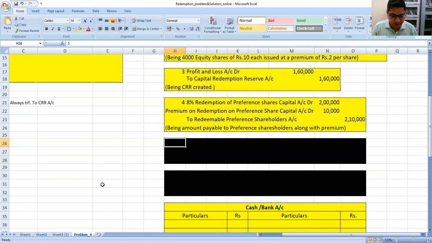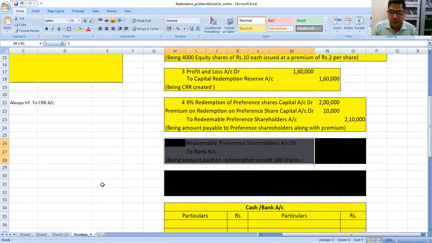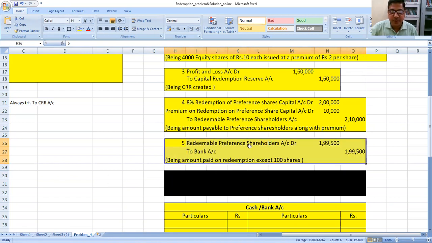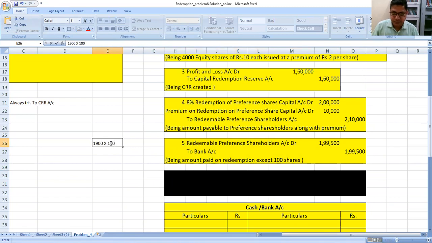We have to write the entry about the amount we paid to the preference shareholders. So we will write the entry: redeemable preference shareholders account debit to bank account. Here 1,900 into 100, the total amount will be 1,90,000, along with 5% premium. So 1,90,000 into 5% premium, that we have to find out. It will be 9,500. So 1,90,000 is the capital, face value 100, 1,900 shares into 100, and 5% premium on it.